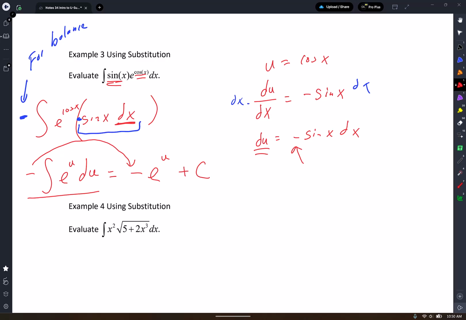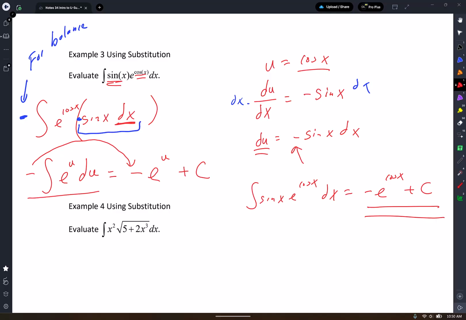Now, I don't want it in terms of u. I want it in terms of x. So let's rewrite it. The integral of sine x e to the cosine x dx is simply negative e to the cosine x plus c.